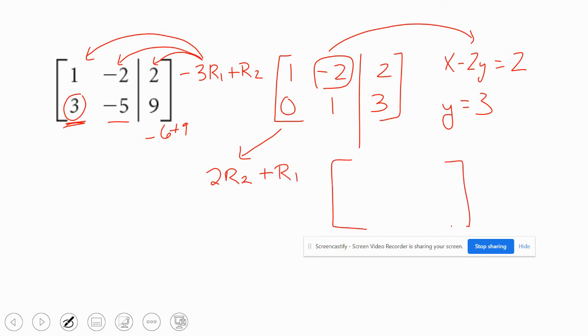So I rewrite the second row because it's already solved. I don't need to change anything. But if I multiply by 2, 2 times 1 is 2, plus negative 2 is 0. 2 times 3 is 6, plus 2 is 8. So now I have x equals 8, y equals 3. So I solved it. I didn't write any variables at all. Solved it.